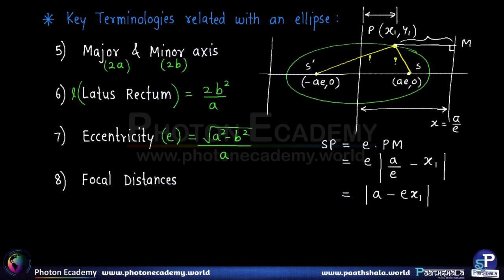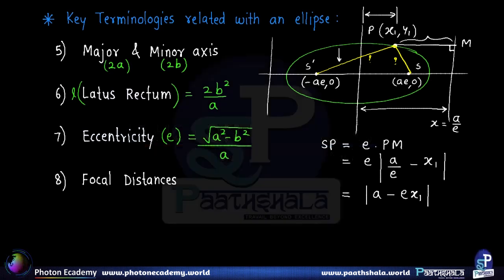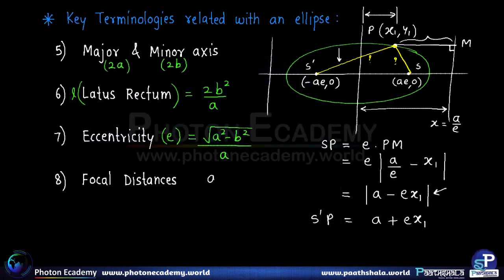Now for the other focus, that is S dash, we will get the distance S dash P as a plus ex1. Since this quantity will be positive, we can remove the modulus sign also. So therefore the two distances are a plus or minus ex1. In case you get any negative answer, we can write the modulus.